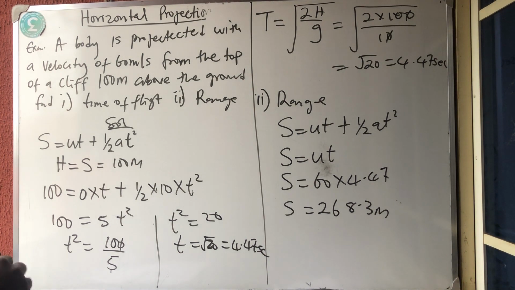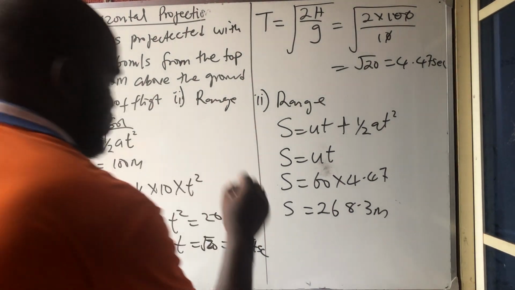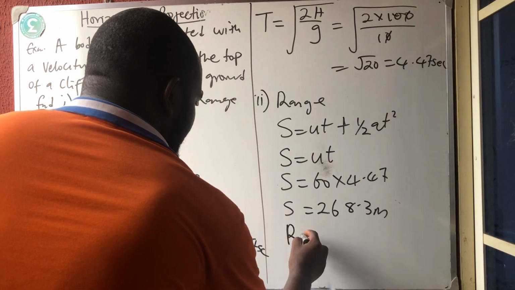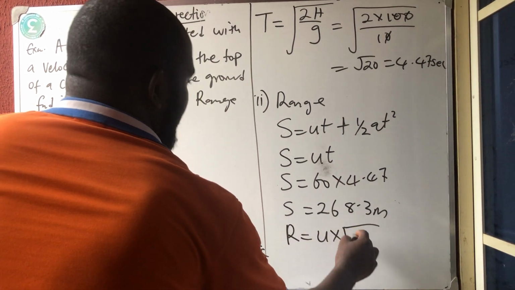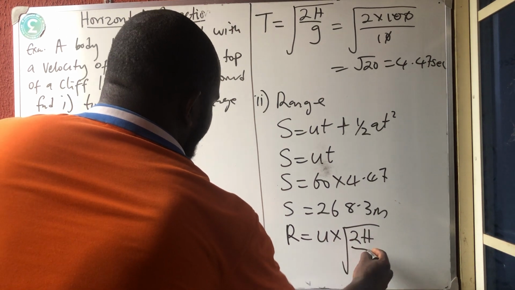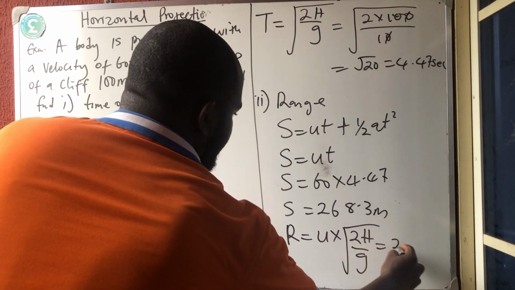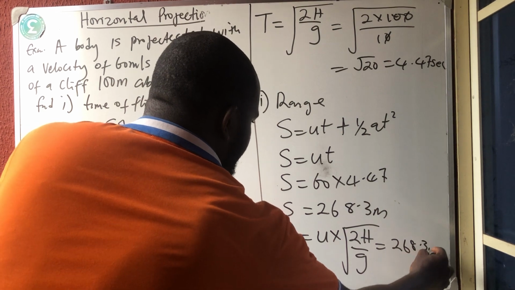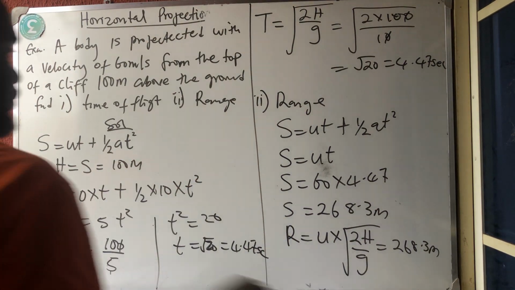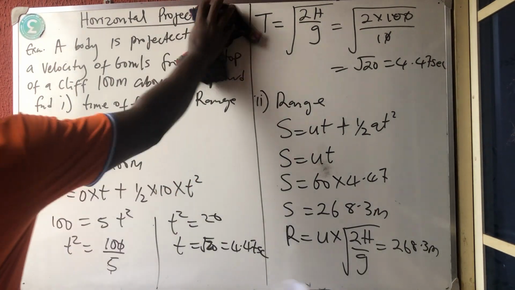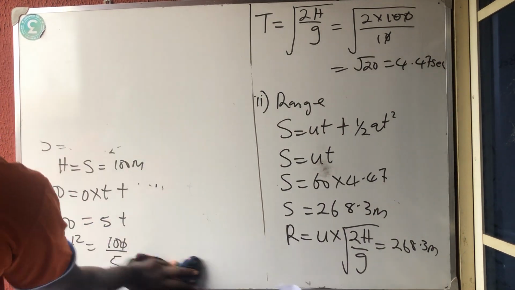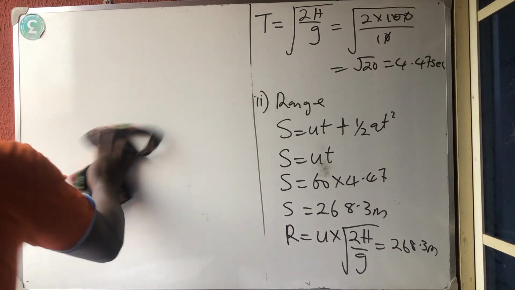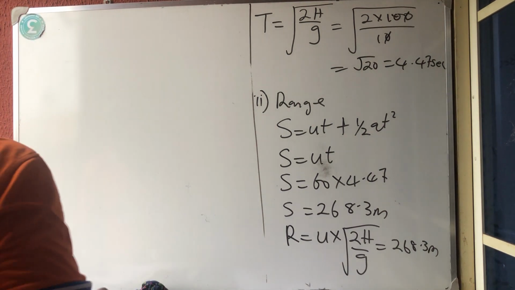You can multiply to check if it is correct. But if you cannot remember this one, just know the formula. The formula of range is u times t, where t is the square root of 2h over g, which will still give you the same 268.3 meters. For me, I don't used to remember the formula. I will just use the third equation of motion once I see that it is being dropped from a height. Okay, so let's take another example.